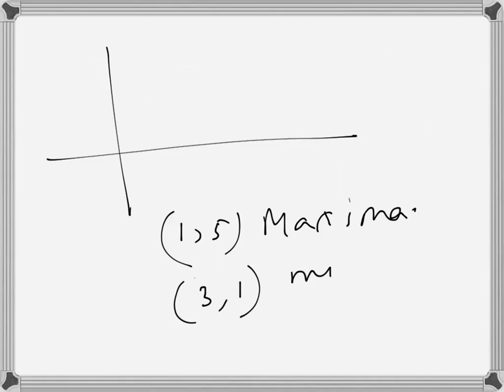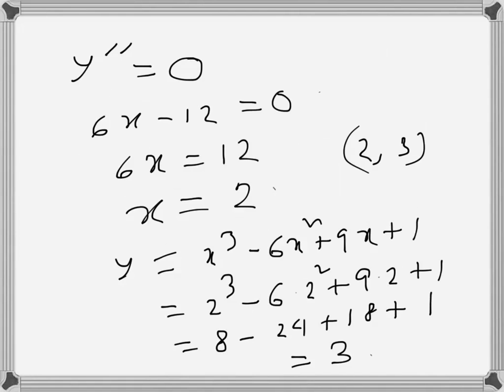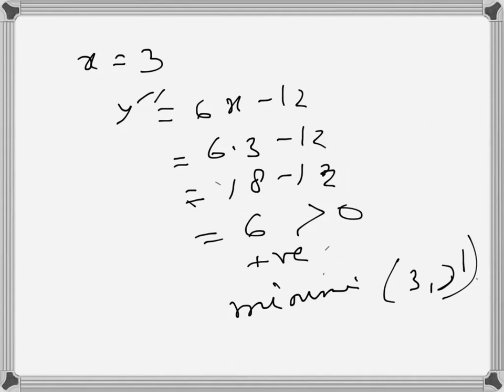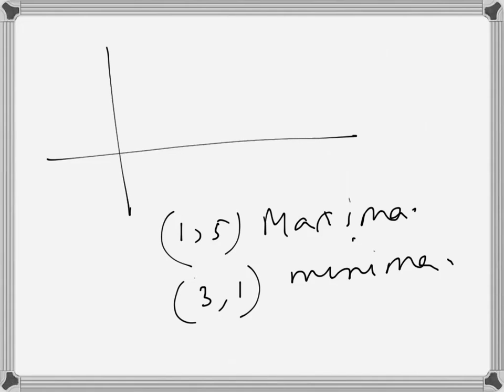So (1, 5) is the maxima, (3, 1) is the minima. Let's double check: (1, 5) is maxima, (3, 1) is minima, and (2, 3) is the point of inflection. So (1, 5) approximately there is a maxima. So the curve will be like this, and (2, 3) somewhere there is where the concavity changes.